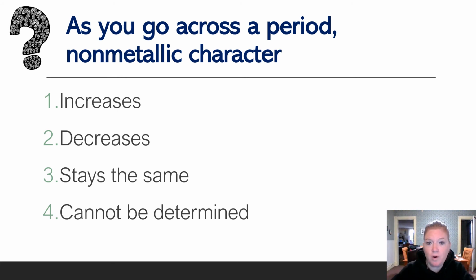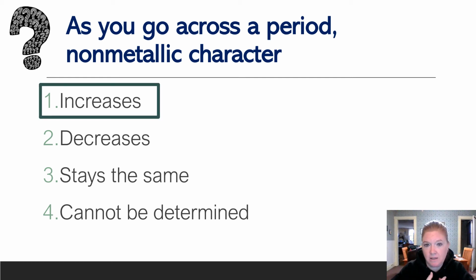So as you go across a period, non-metallic character is increasing. So metallic character increases as you go down a group, and non-metallic character increases as you go across a period. So the most non-metallic would be fluorine, and the most metallic, francium. So they're both Fs, they're just on different ends.